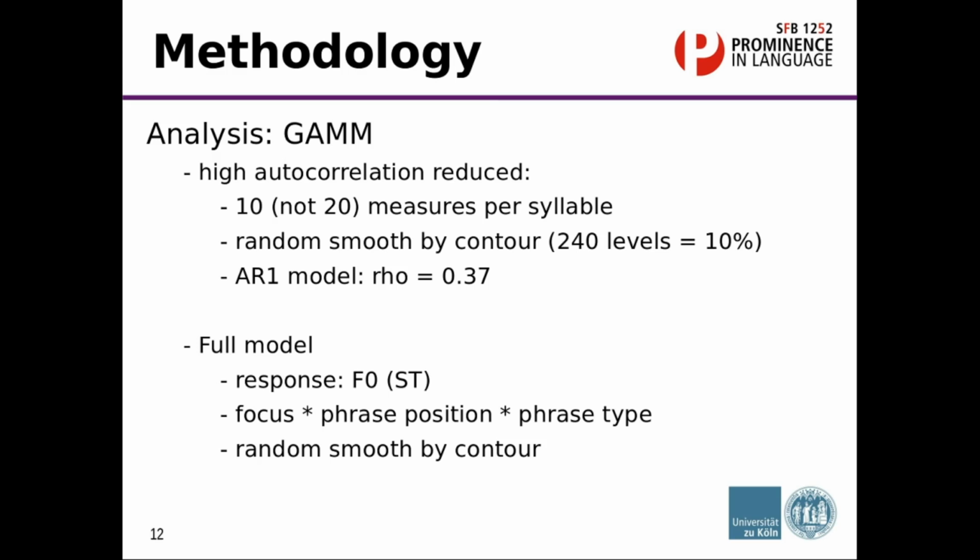We also included an AR1 model to further account for autocorrelation. So the full model looked as follows. The response was F0 in semitones as measured in 10 points per syllable, and the interaction between focus, phrase position, and phrase type as fixed vectors, and the random smooth by contour.